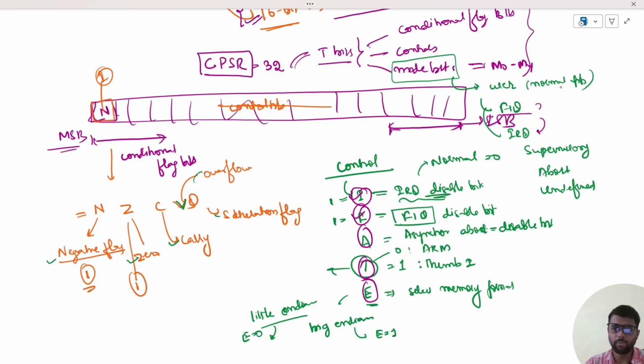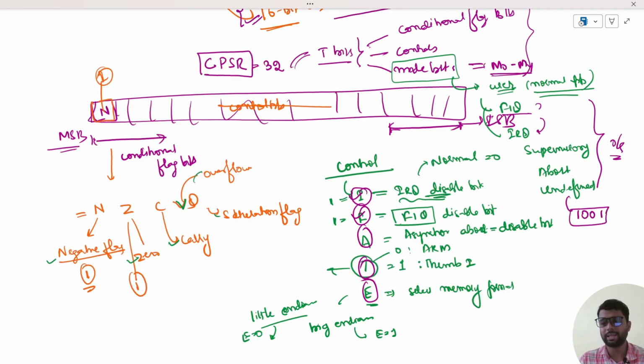For normal applications, the mode of the processor is user. For other operating-system-related operations, any of these modes can be used by the processor while executing instructions, depending upon what mode is given. These will have some code. For example, for undefined, 11011 or something like that. Accordingly, the processor will decide.